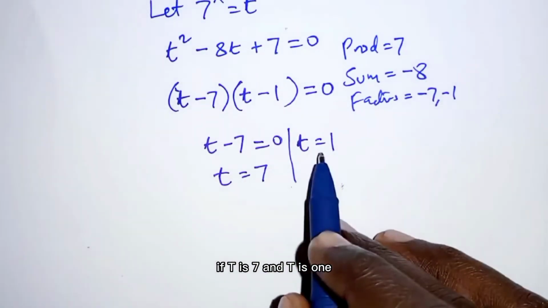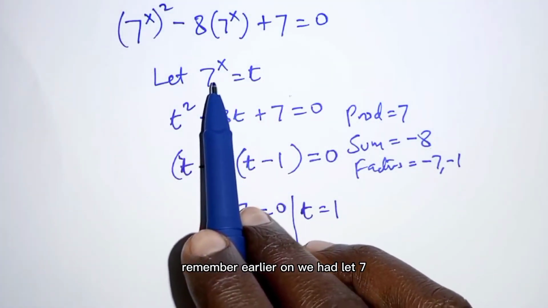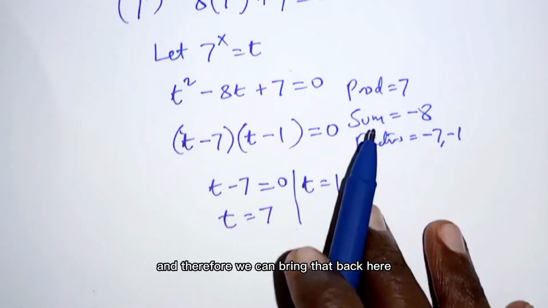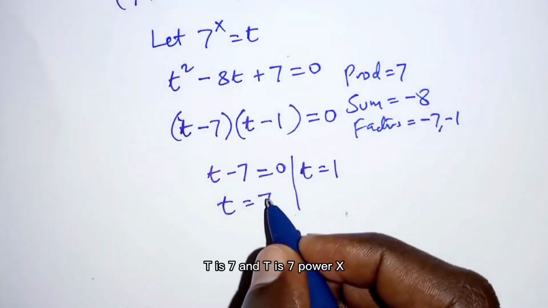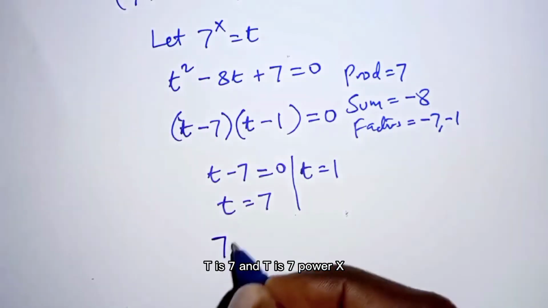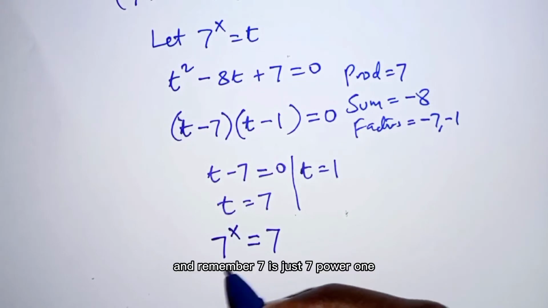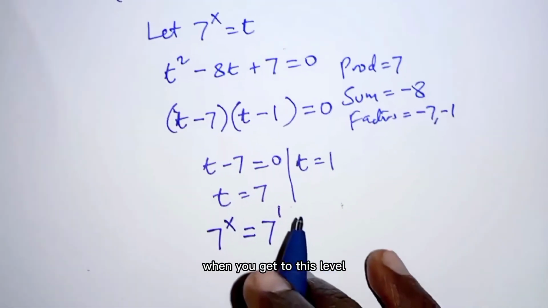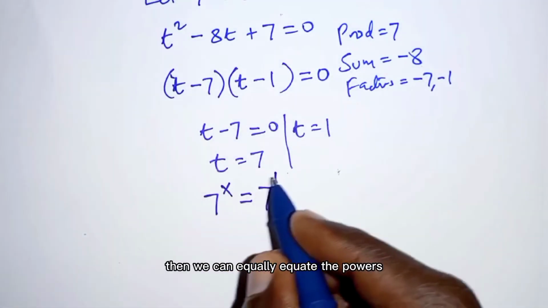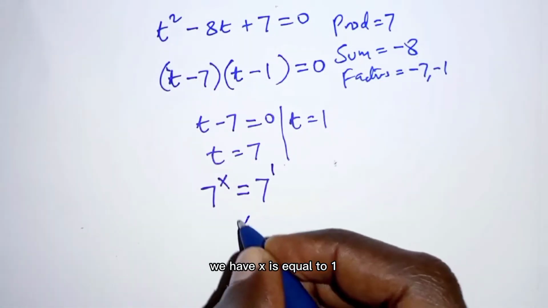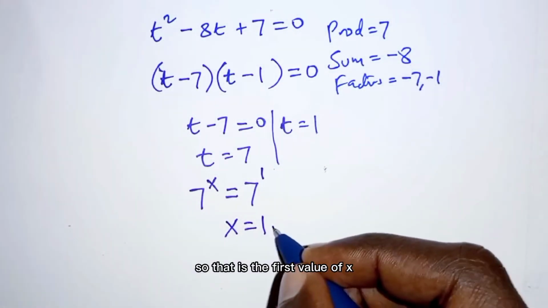If t is 7 and t is 1, remember earlier we let 7 power x be t, so we can bring that back here. t is 7 and t is 7 power x, so 7 power x can be equated to 7. And remember, 7 is just 7 power 1. When the bases are equal and we're equating, we can equate the powers. So x is equal to 1. That is the first value of x.